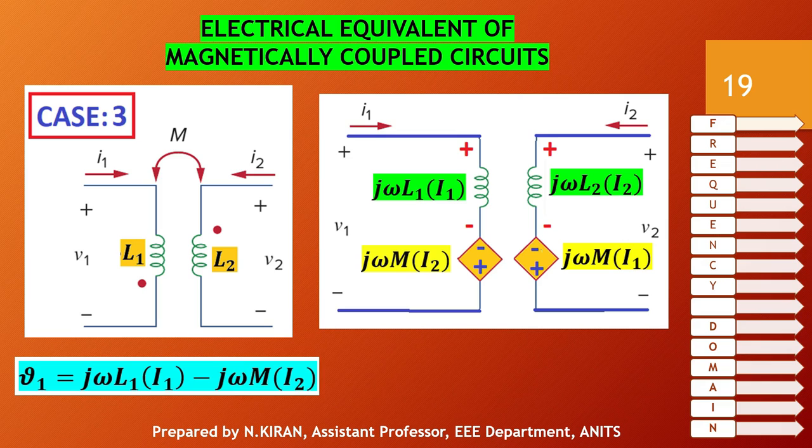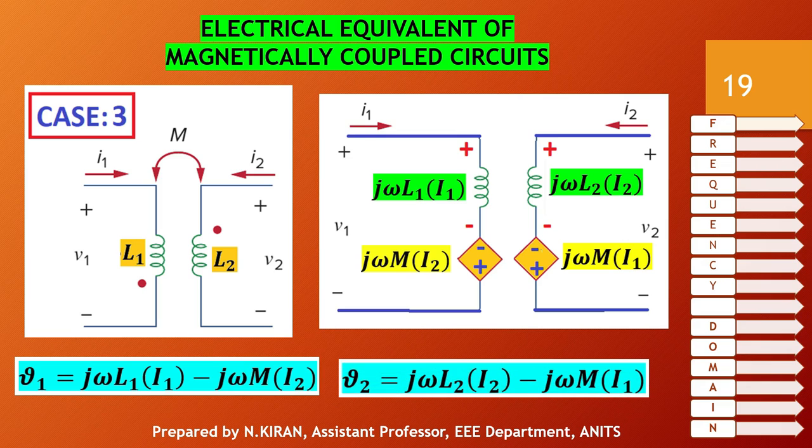The mutually induced EMF will be j omega M into I2 in the first coil and j omega M into I1 in the second coil. So these are the KVL equations I will get after applying to both the meshes.